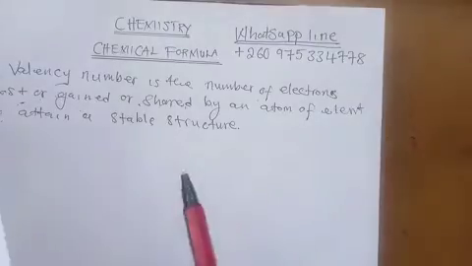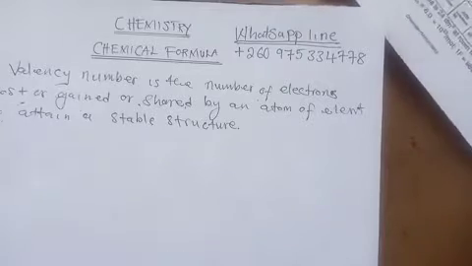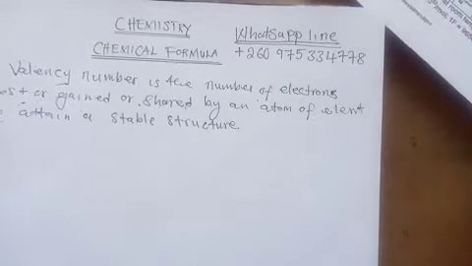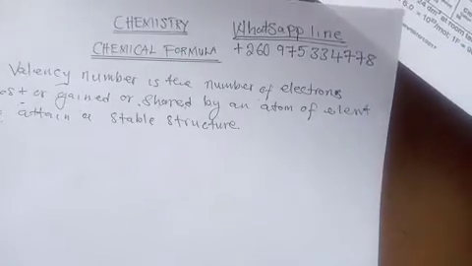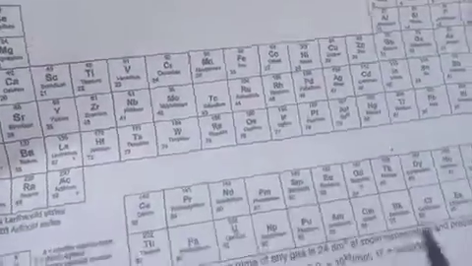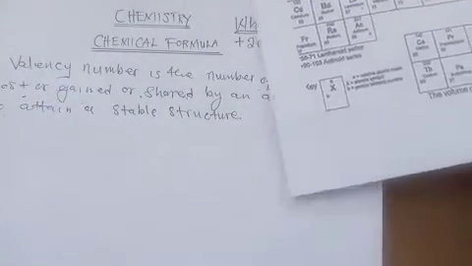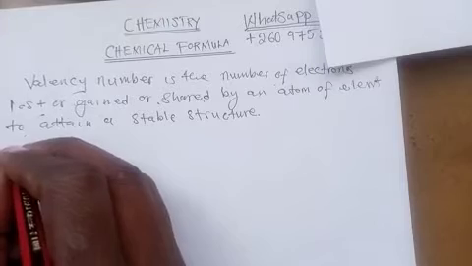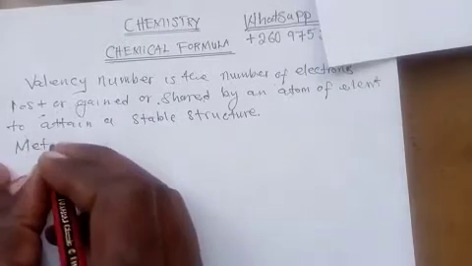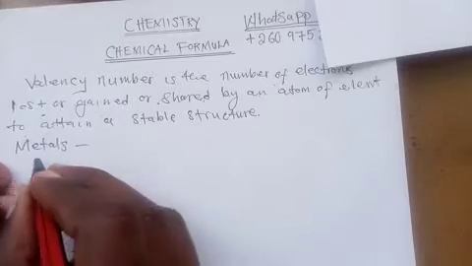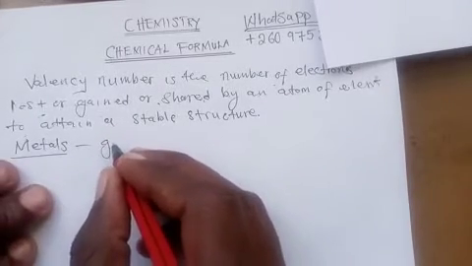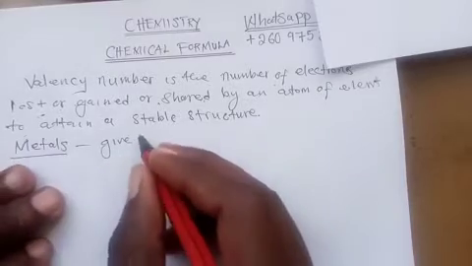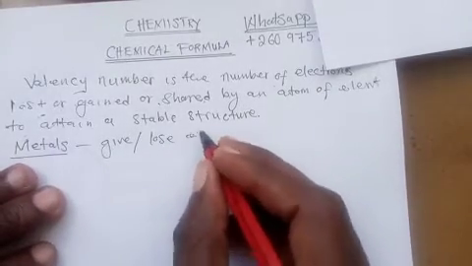So you need to know what a valence number is before you do chemical formula. Are we together? You need to know that metals always give electrons. Metals give or lose electrons.